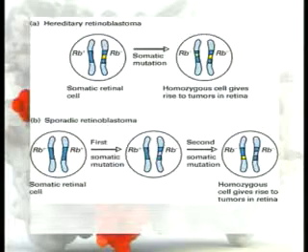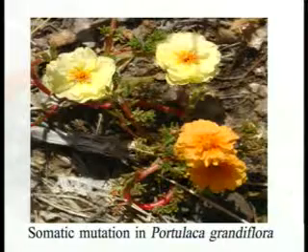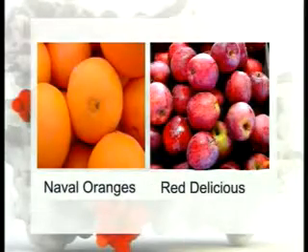Now, what is somatic mutation? Mutation in somatic cells is called somatic mutation. The mutation is not passed along to the next generation by sexual means. To maintain this mutation, the individual containing the mutation must be cloned. Two examples of somatic clones are navel oranges and red delicious apples.